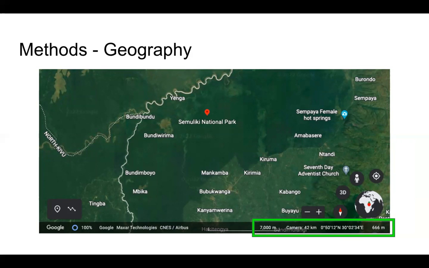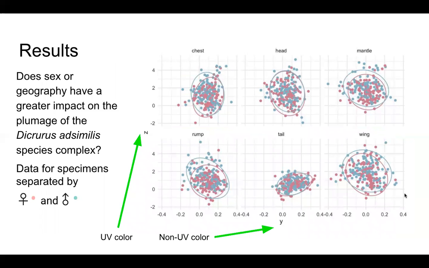We can also determine what habitats these birds are living in. Are they really forested areas? Are they very arid? Are they more woodland? We're able to get all this information from the coordinates and from those specimen labels. And from there, we can analyze our data, taking into context the sex, the geography, and the colors that we get from the UV spectroscopy.